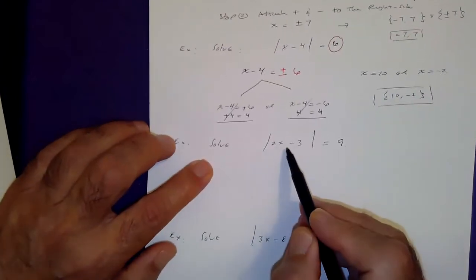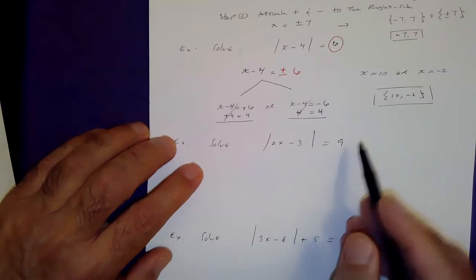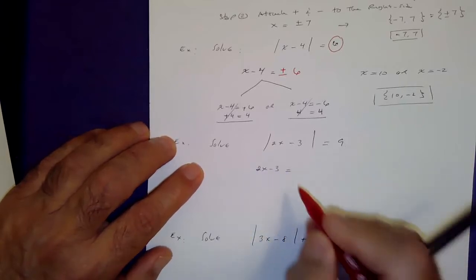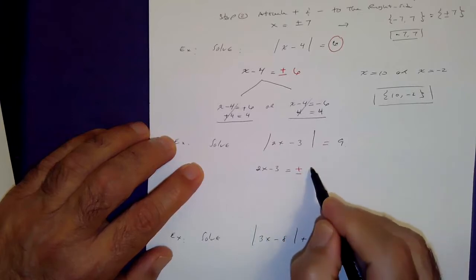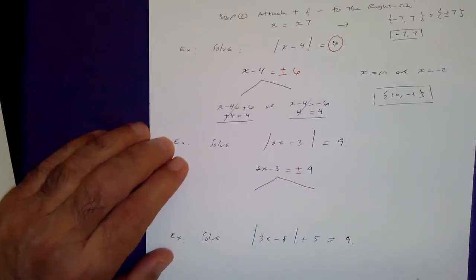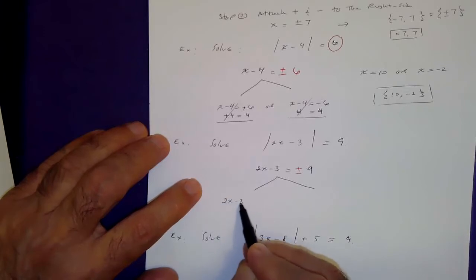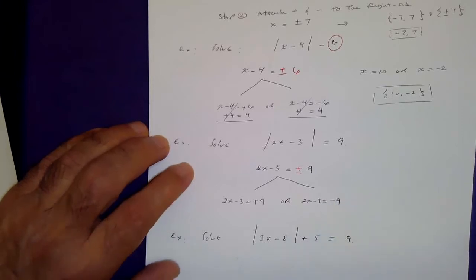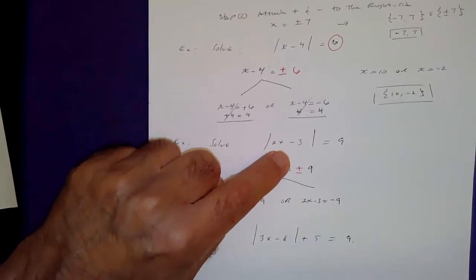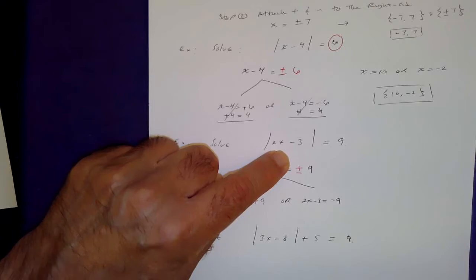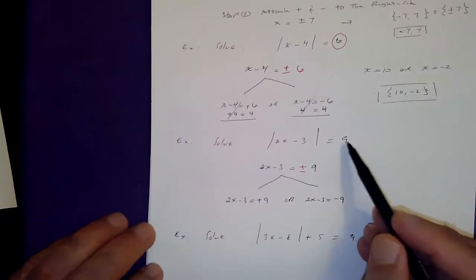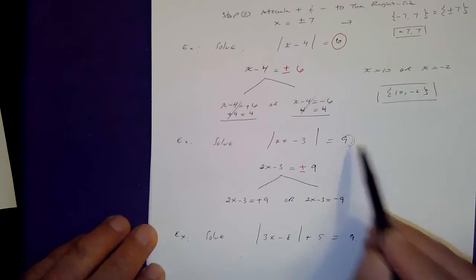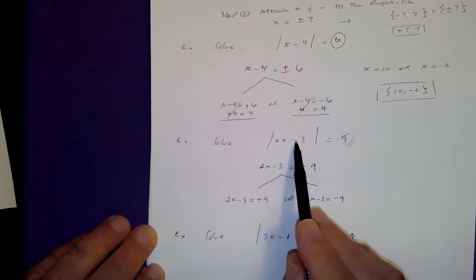Okay, the next one is absolute value of 2x minus 3 equals 9. So what are the steps? Drop the bars, attach plus or minus to the right side, and now that results in two equations. Either 2x minus 3 is equal to positive 9, or 2x minus 3 is equal to negative 9. Remember, once again, we do not change the sign of what's inside the bars. The only sign which gets to be changed is the sign of the number on the right side. In other words, we attach plus or minus to 9, but we leave this minus sign alone.